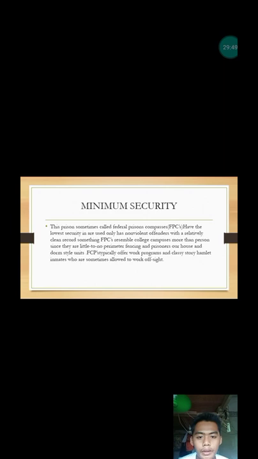Federal prison camps typically offer work programs and classes to inmates, who are sometimes allowed to work off site. So these are also called federal prison camps. They are used only for non-violent offenders with a clean record.